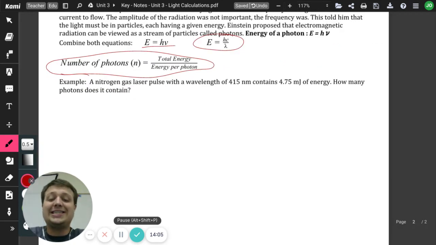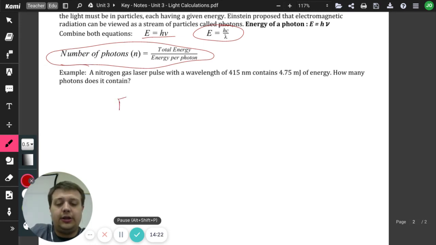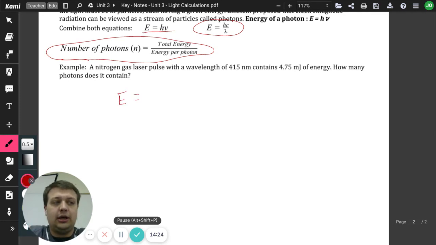It says a nitrogen gas laser pulse with a wavelength of 450 nanometers contains 4.75 millijoules of energy. How many photons does it contain? Okay, so what do I need to do for this? Well, first off, I need to solve for my energy. Well, my energy equals Planck's constant times speed of light divided by my wavelength.